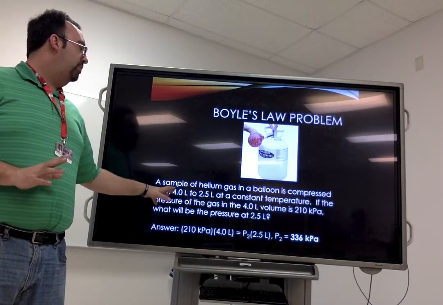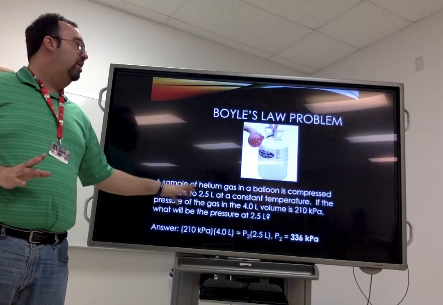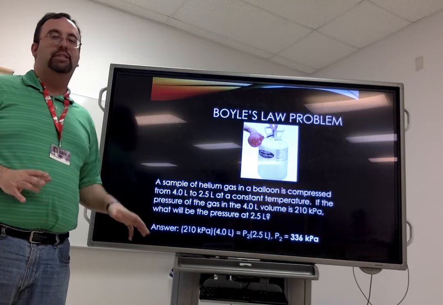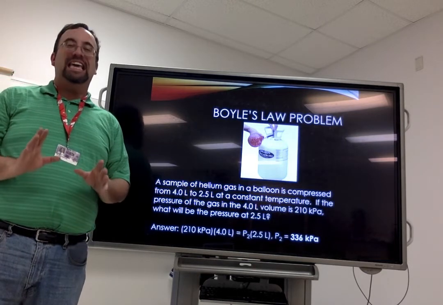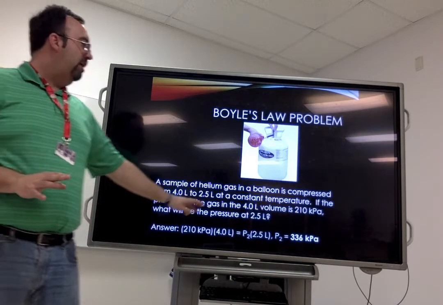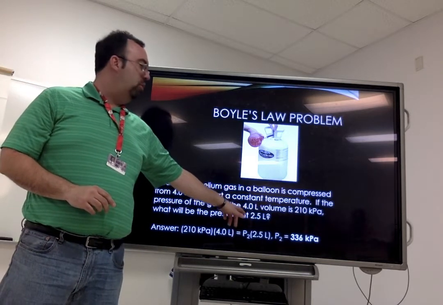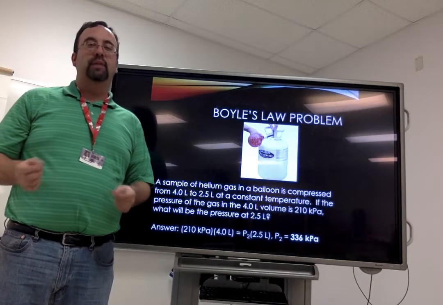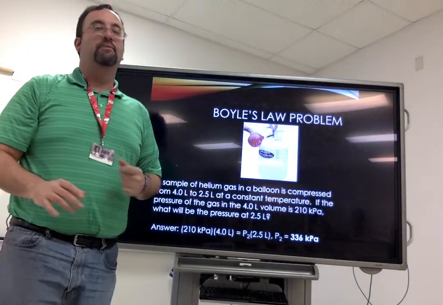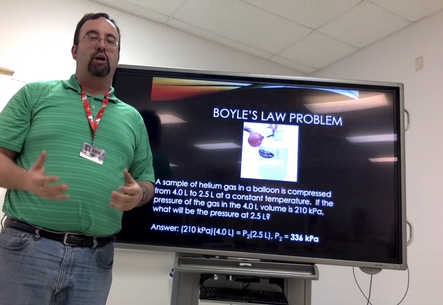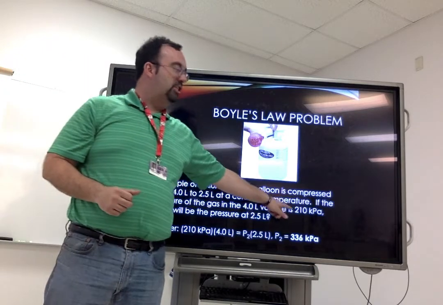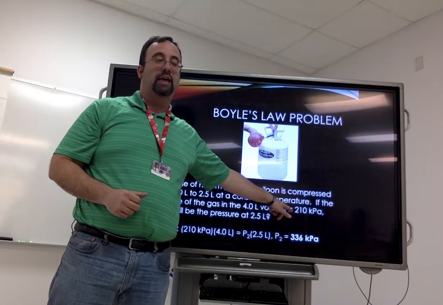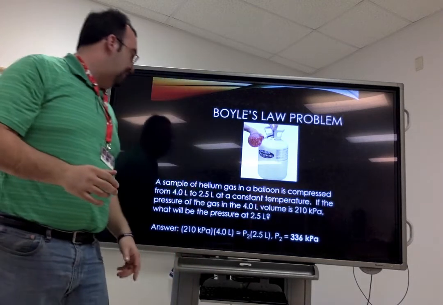If we're told that the pressure of the gas in the 4-liter volume is 210 kilopascals, we need to then determine what the new pressure is at 2.5 liters. And so even before we do any work, notice that we're starting at 4 liters and we're going down to 2.5 liters. As you remember, pressure is inversely related to volume, and therefore if the volume goes down, we would expect the pressure to go up. And so we're going to expect that our final solution is going to be greater than 210 kilopascals. Let's look to see how this is done.